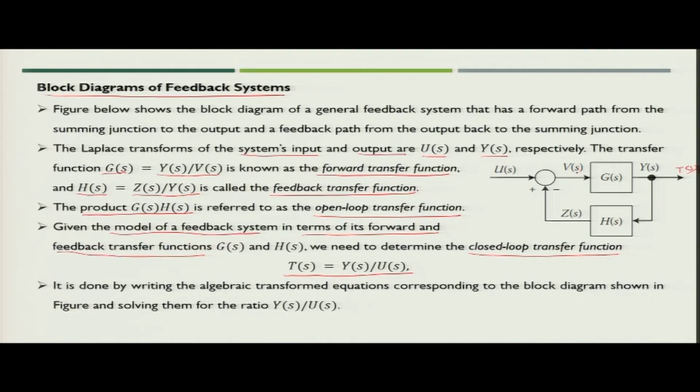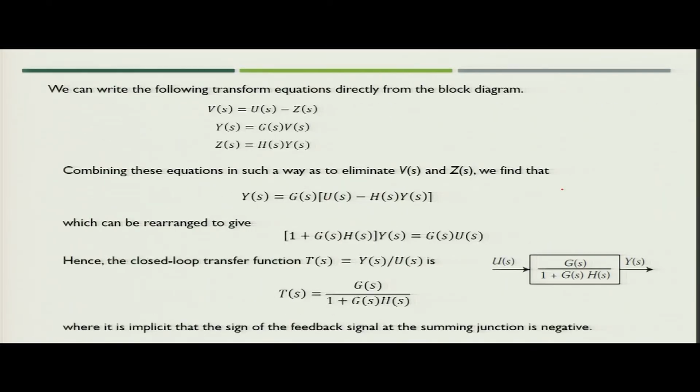So, first we find the value of V(s). V(s) is nothing but U(s) minus Z(s). What is Z(s)? Z(s) is Y(s) into H(s), and what is Y(s)? Y(s) is G(s) into V(s). So, we have these three equations. First is V(s) equals U(s) minus Z(s), Y(s) as G(s) into V(s), and Z(s) is H(s) into Y(s). Now, with the help of these three equations, we will eliminate V(s) and Z(s).